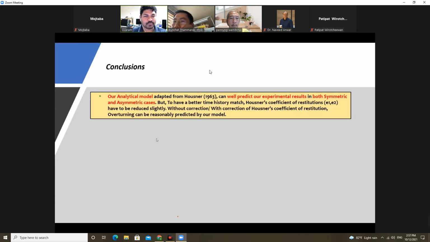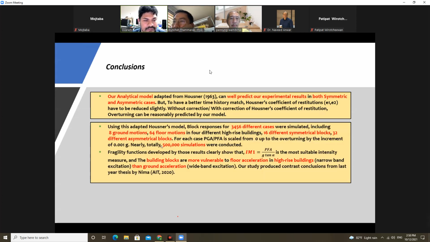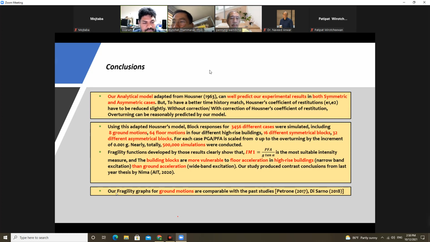This is our conclusion. Our analytical model adapted from HouseNet can well predict experimental results in both symmetrical and asymmetrical cases. And we considered 3,156 cases, as I told earlier. And we found that intensity measure 1 is the best measure for all types of blocks, including asymmetrical blocks, and floor acceleration as well. And our fragility graphs for the ground motions are more comparable with the past studies. We compared the past studies' results also.